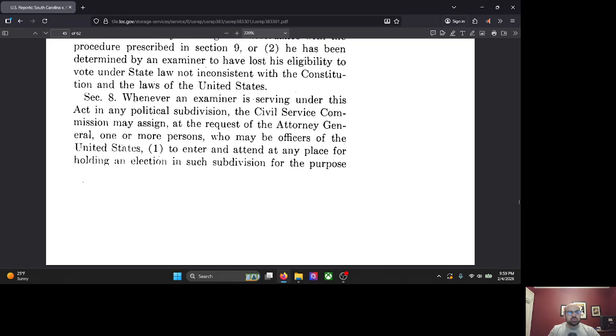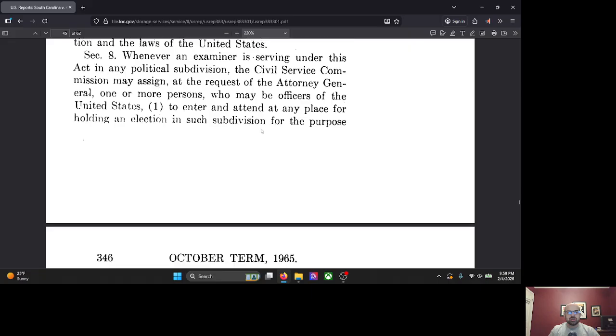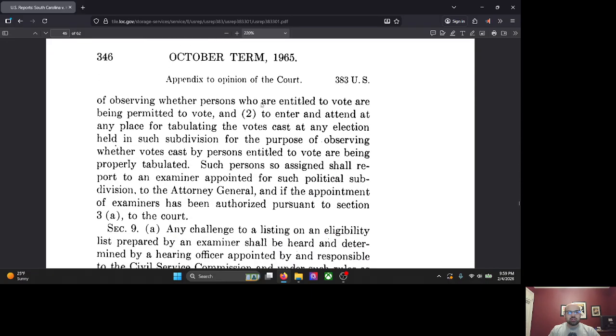Section 8. Whenever an examiner is serving under this Act, in any political subdivision, the Civil Service Commission may assign, at the request of the Attorney General, one or more persons who may be officers of the United States. 1. To enter and attend at any place for holding an election in such subdivision for the purpose of observing whether persons who are entitled to vote are being permitted to vote, and 2.